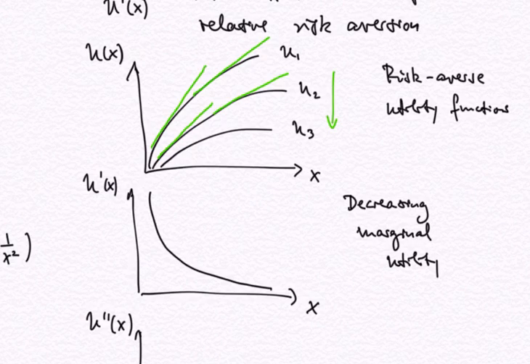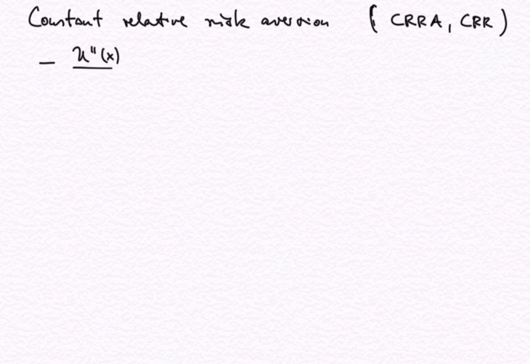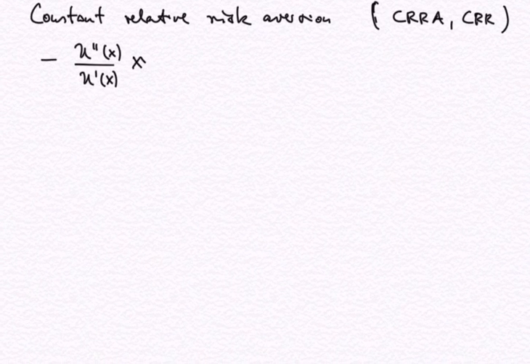What does this all have to do with separability? Well, as in the example in variation of constants with the hazard rate, let's assume a specific functional form for the relative risk aversion measure. So if we say that we have constant relative risk aversion, which is abbreviated sometimes CRRA, sometimes just CRR, this would then require that the utility function satisfies this equation, and theta is just a positive constant.